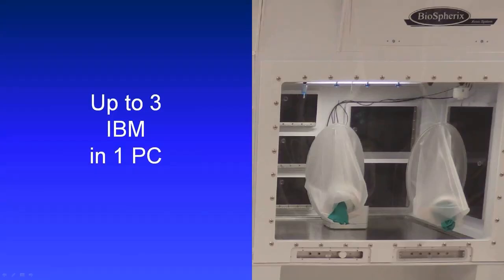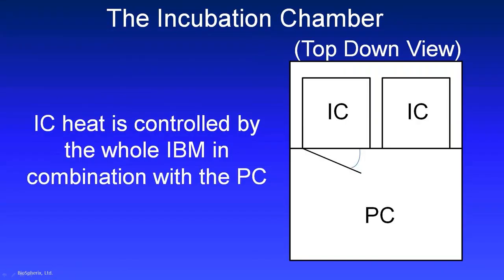You can have up to 3 different incubator bank modules and 1 processing chamber, like this one here, 2 on the back, and you can have 1 on the side too as well if you need that. So let's look at how the heat is controlled to the incubators.